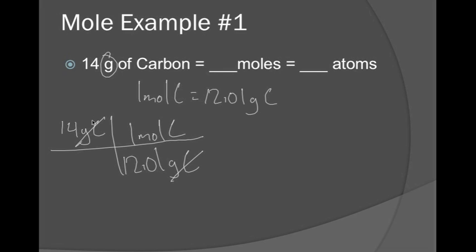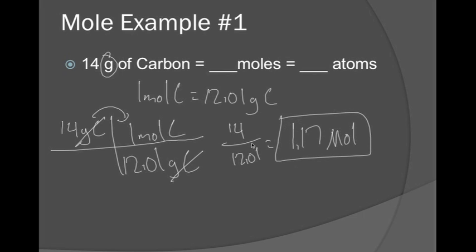So when we work this out, we'll multiply the top, so 14 times 1 will give us 14 all over 12.01, which will give us an answer of 1.17 moles. Okay, and all we do is we divide that out. So we have 1.17 here for moles.